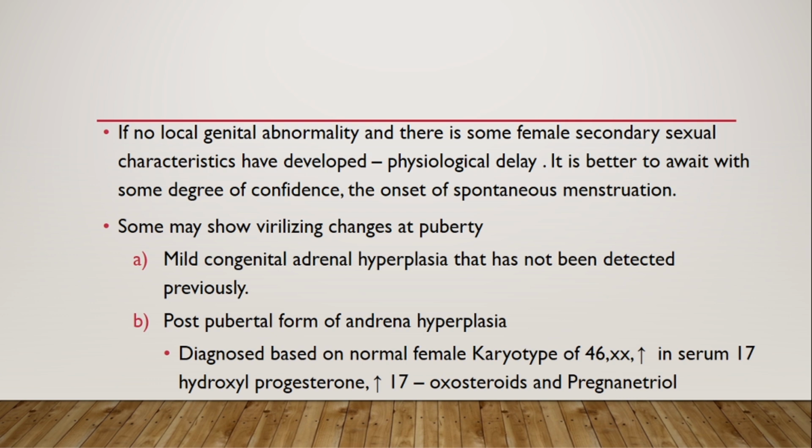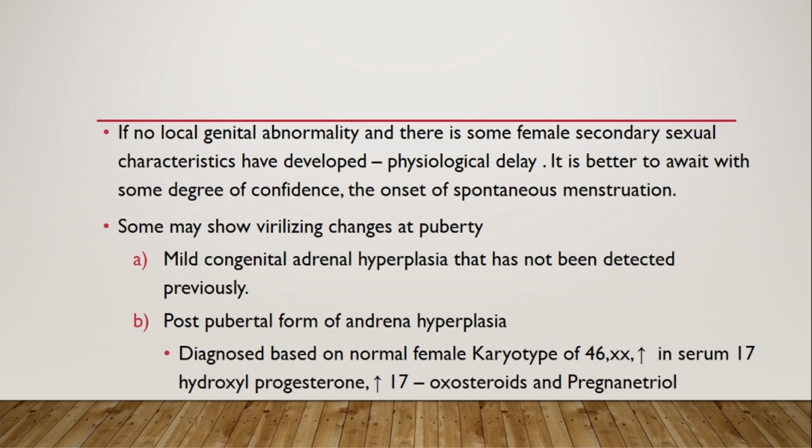Some may show various changes at puberty. This will likely be a mild congenital adrenal hyperplasia that has not been detected previously, or a post-pubertal form of adrenal hyperplasia, diagnosed based on a normal female karyotype of 46XX. In these two conditions, we have increased serum 17-hydroxyprogesterone or 17-ketosteroids and increased pregnanetriol secretion in the urine.